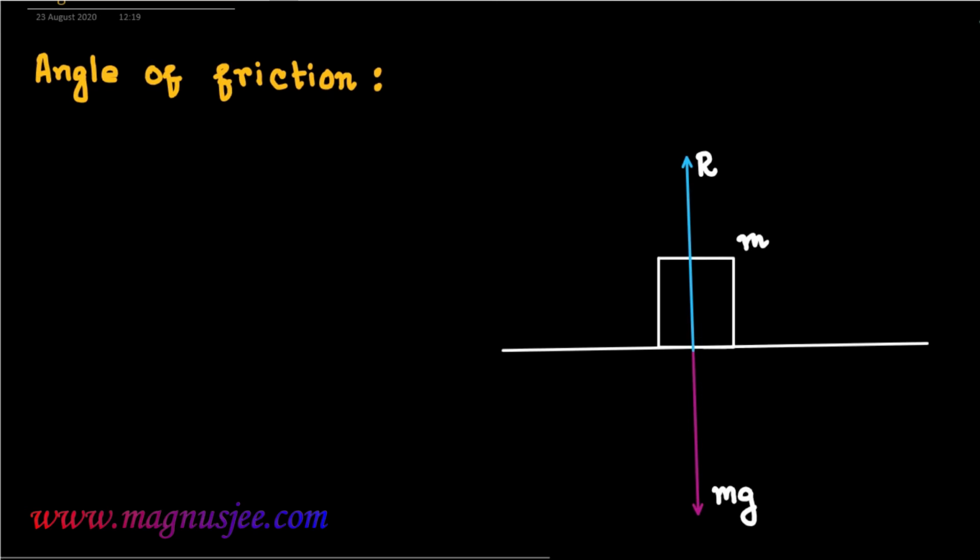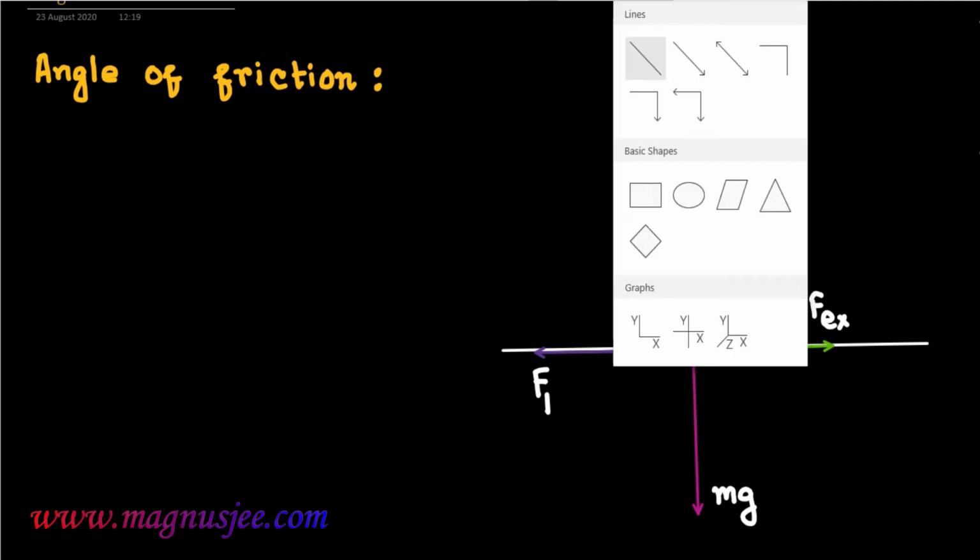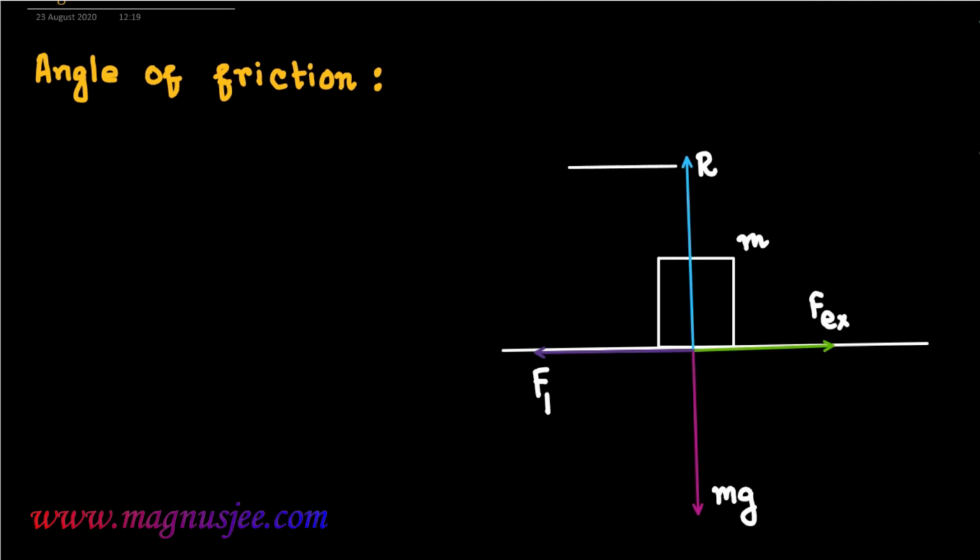An external force Fex is acted on the body towards right. Fex is the external force which is applied on the body towards right to move the body towards right, but the body is at the verge of moving over the surface. That's why limiting friction Fl will be acting towards left, in the opposite direction of the applied external force Fex.